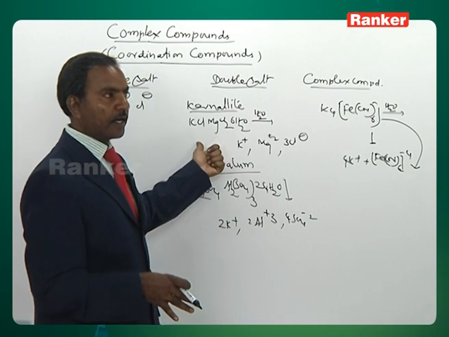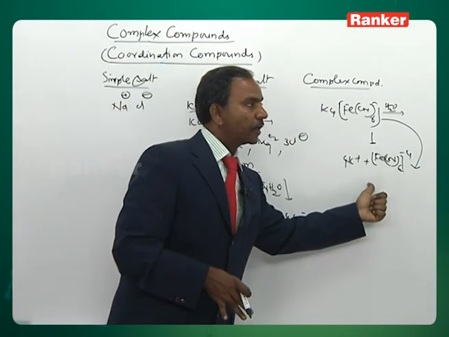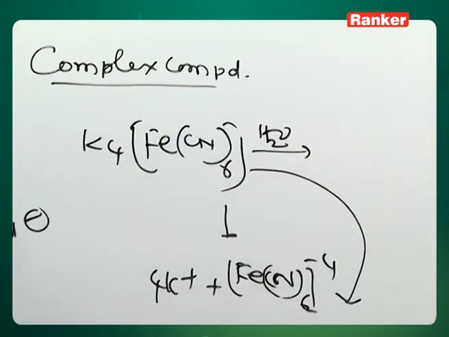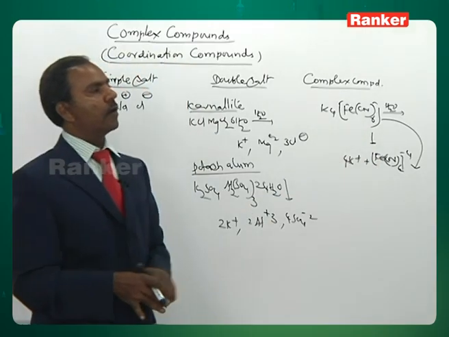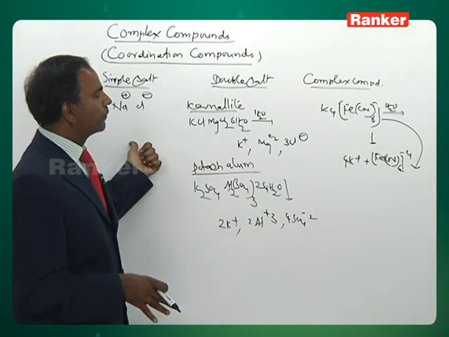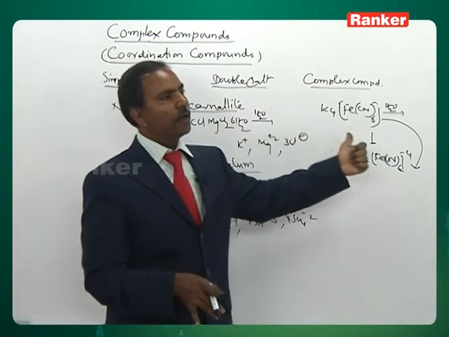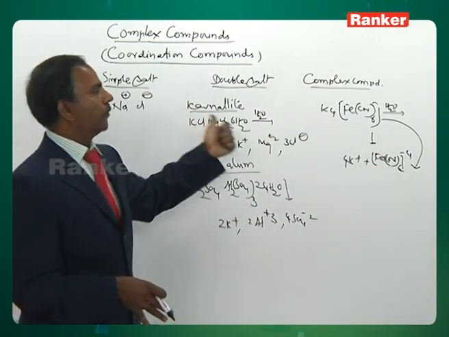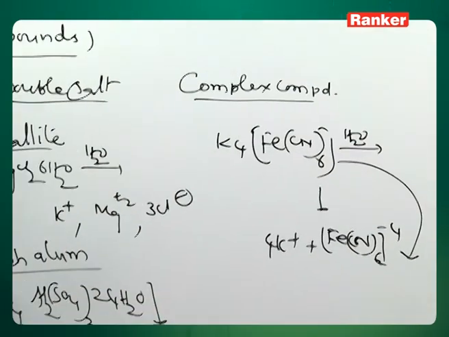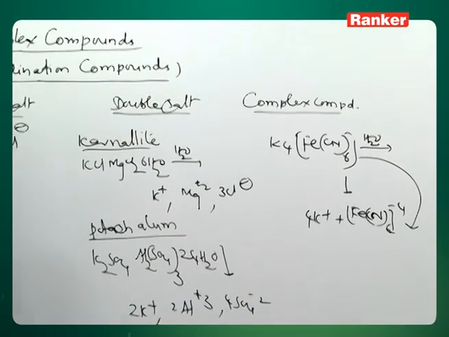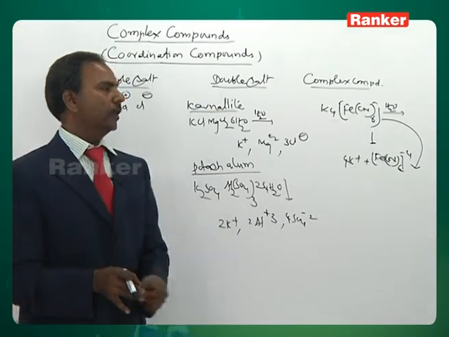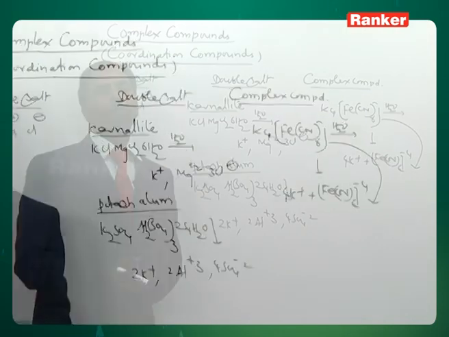Undergoing partial ionization means the complex ion does not ionize. We call it a complex compound. A simple salt, a double salt, and a complex compound: these are the three definitions. Next, let us see what the parts of a complex compound are.